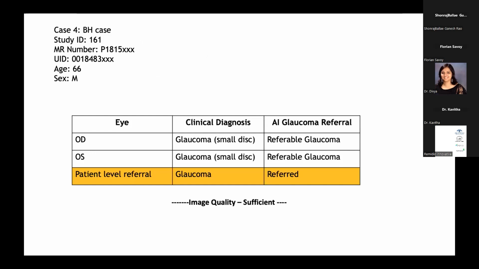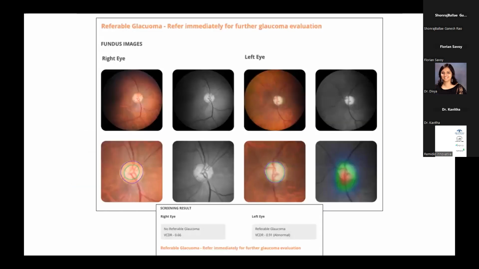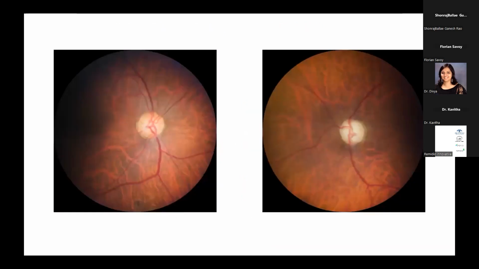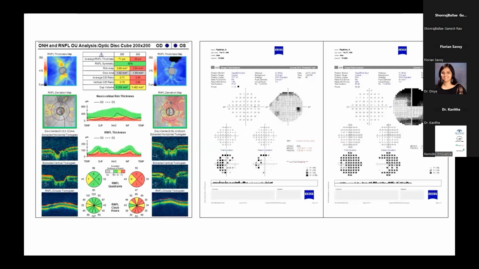So this patient was referred from the general unit because the CD ratio was high, and the clinical diagnosis was glaucoma because it's a small disc, and AI also said referable glaucoma. As you can see, the right eye had 0.6 cupping, the left eye had 0.9 cupping definitely. The AI told it's a referable glaucoma, although the OCT was showing only temporal thinning in the right eye, but the field was showing an early superior arcuate scotoma. And in a 10-2 visual field, yes, definitely the left eye is glaucomatous.